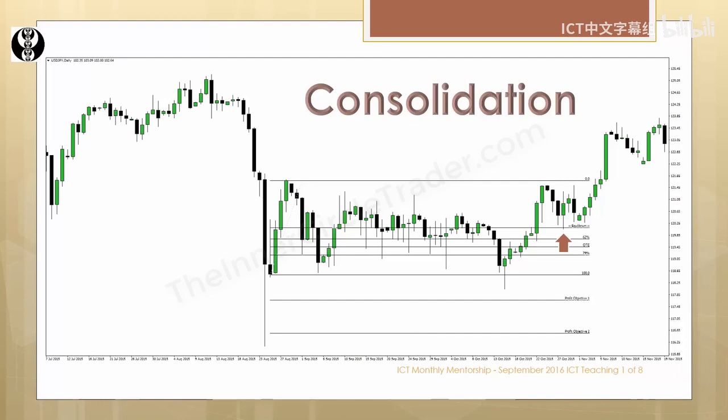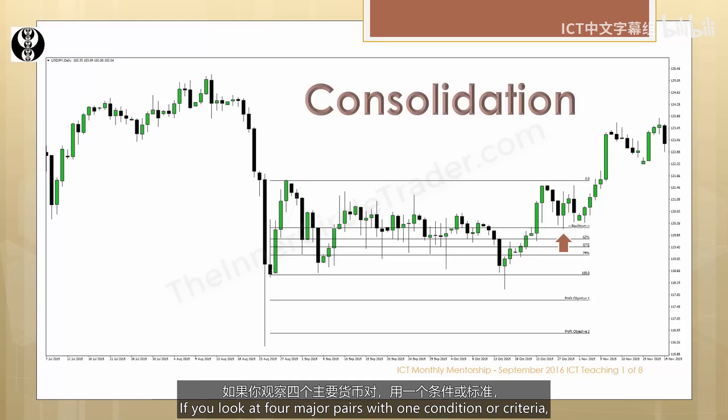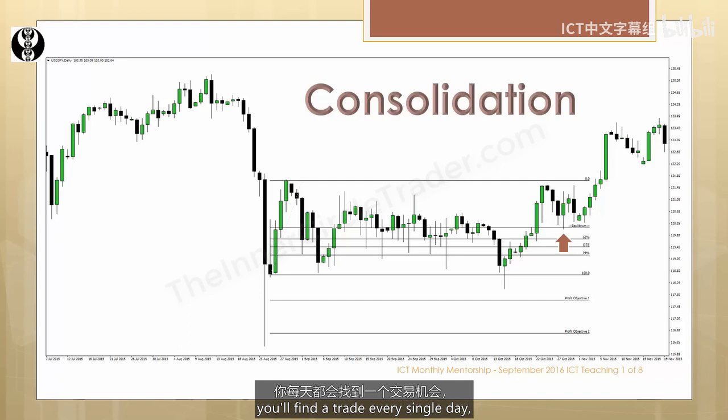for those conditions. You're not going to get a trade every single day, but you can get a couple of them every single week. If you look at 4 major pairs with one condition or criteria, you'll find a trade every single day. But that's not what you're trying to do right now. You're going to grow into that over time.